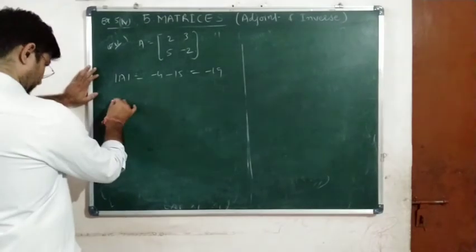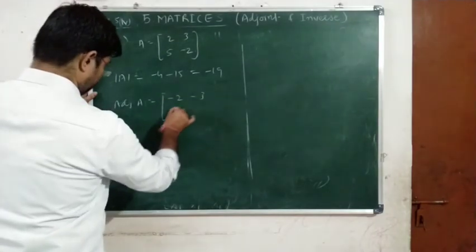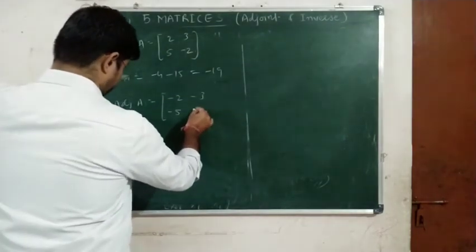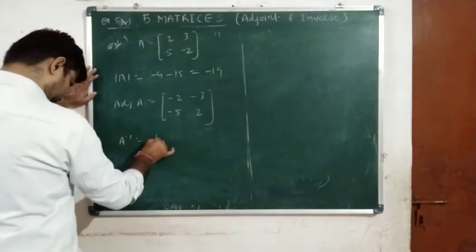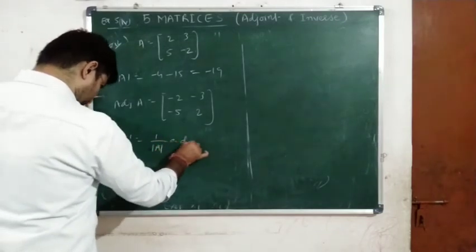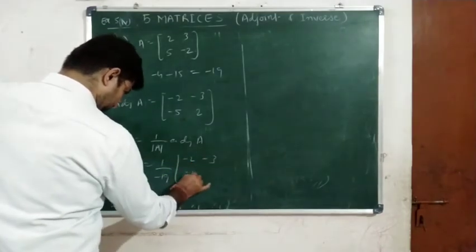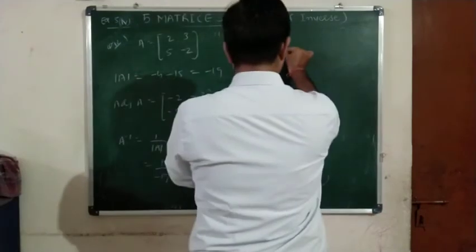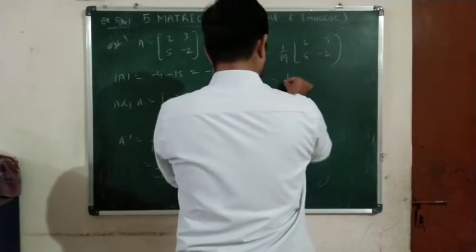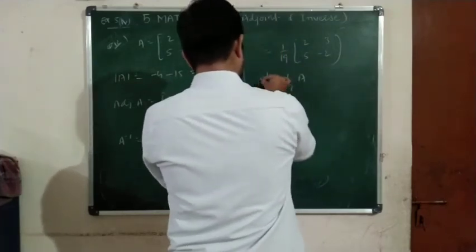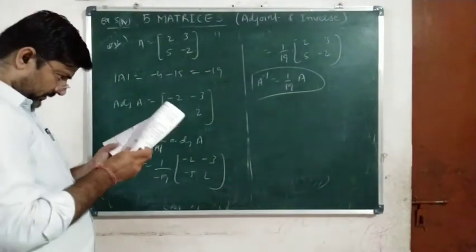Okay. Again, minus. Okay, now A inverse, adjoint of A. Yes, now take the minus sign common, so we get the answer over here. 2, 3, 5, minus 2 into A. Clear? So this is the answer, A inverse in terms of A. So question number 12 is over.